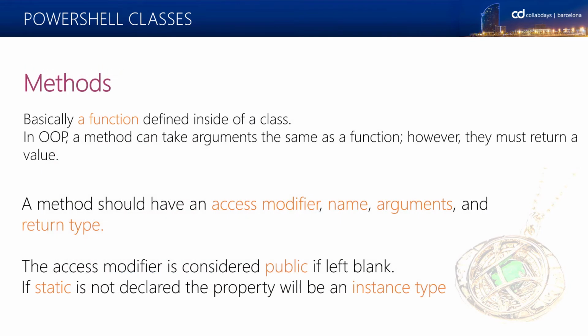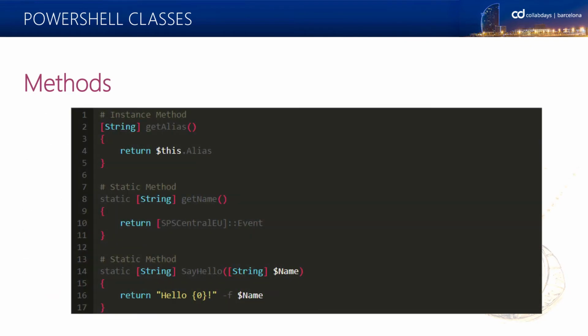Methods. So we have also methods. Basically, it's like a function inside of the class, and it can take arguments. And the must-have is that the function itself needs to return a value. Okay, it can be public or it can be static, and this is a couple of examples.